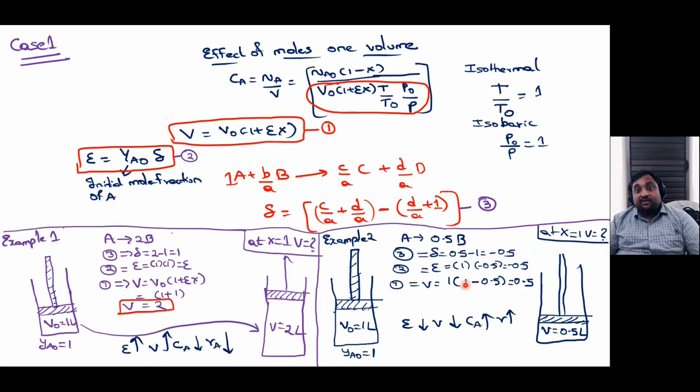That means if epsilon is negative, those reactions reduce the moles, as 1 mole of A is giving half a mole of B. In such cases, my volume will also get reduced. If you start a reaction with 1 liter, you are going to end up with 0.5 liters. That means if epsilon is decreasing, the volume will decrease, and then the concentration will rise. Since the volume is decreasing, the denominator reduces, the numerator value increases, and so the rate will automatically increase.